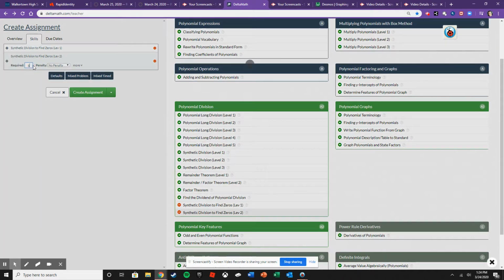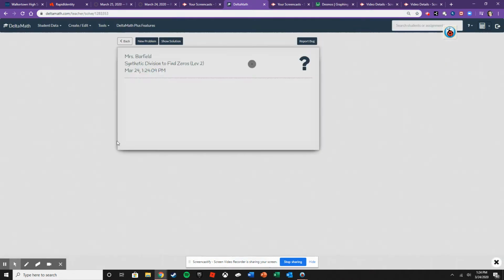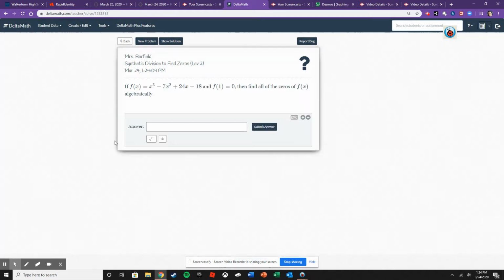All right, so now I'm going to look at this level 2. It says if f of x equals x to the third minus 7x squared plus 24x minus 18, and f of 1 equals 0, then find all the zeros of f of x algebraically. All right, so let me copy this down. So x to the third minus 7x squared plus 24x minus 18, and we have f of 1 equals 0.